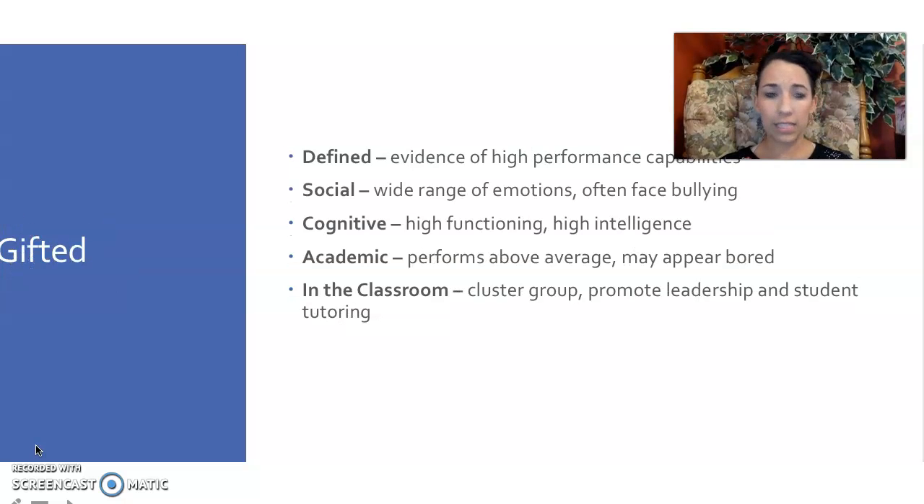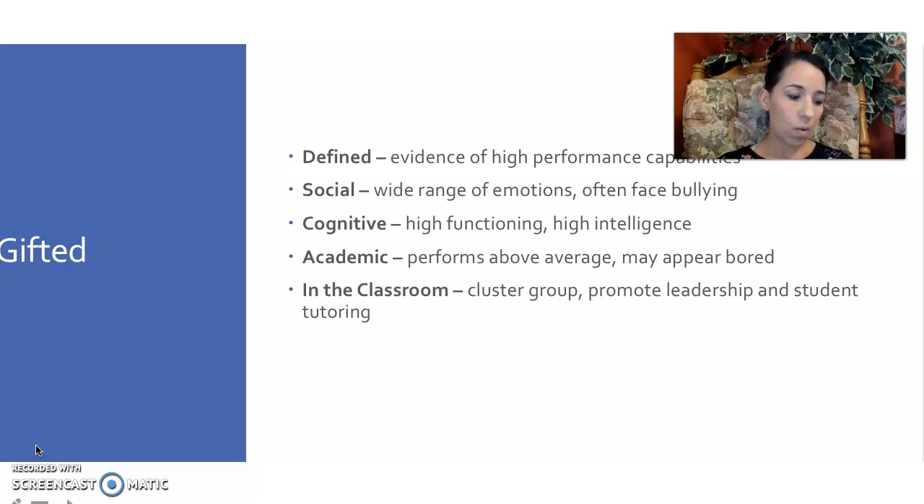Lastly, we're going to talk about gifted. These are students who demonstrate potential abilities of higher performance. Socially, there's a wide range of emotions. They're more aware of their emotions. They have more emotions. They can have perfectionism, which can lead to negative self-judgment, always needing to be perfect and performing above everyone else, and they often face bullying because of their need to be perfect and their higher intelligence. Cognitively, they have high intelligence, with superior functioning in memory, concentration, reasoning, and problem solving.